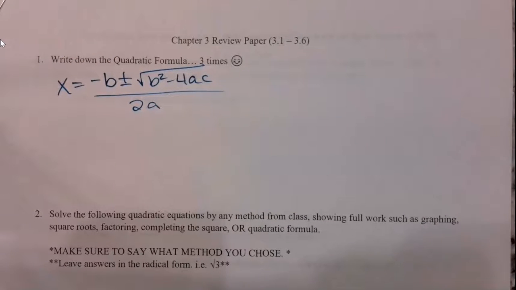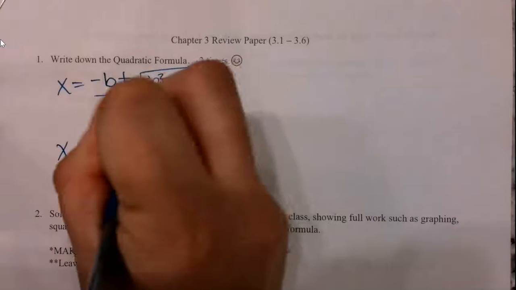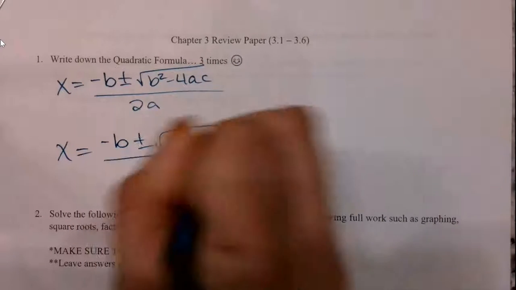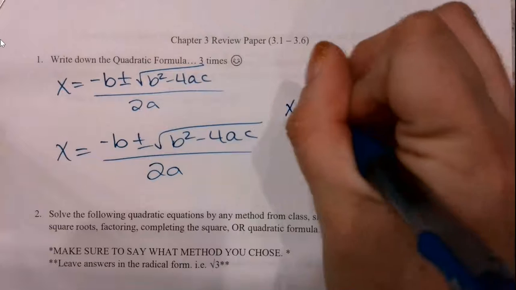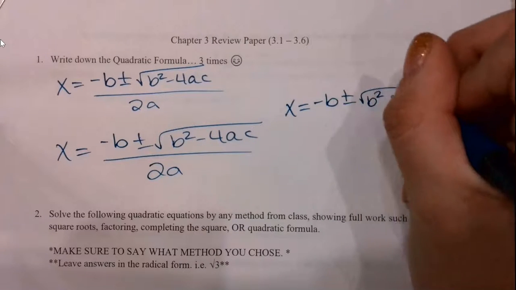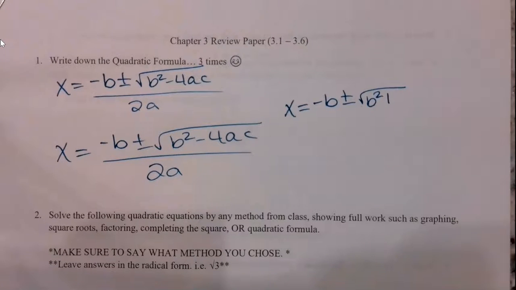I am going to write it once more, and then there's a song that goes with this. It goes x equals negative b plus and minus the square root b squared minus 4ac all over 2a. And then I'm just going to write it again because the paper told me to. Remember, knowing the formula is part of the question on the test. I made a mistake, and I did not remember that.